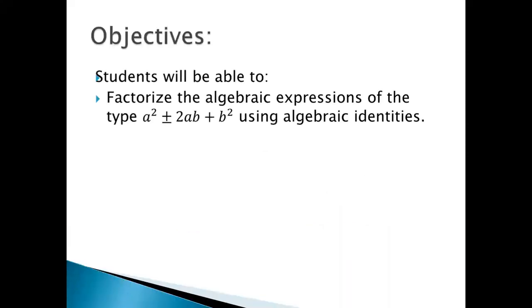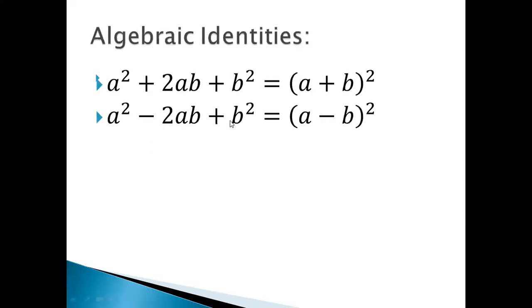In last week we learned how to factorize an algebraic expression by taking a common factor out. This week we will start factorization of the algebraic expression of the type a square plus or minus 2ab plus b square with the help of the algebraic identities. First, we will start from the first two algebraic identities. A square plus 2ab plus b square is equal to a plus b whole square. A square minus 2ab plus b square is equal to a minus b whole square.